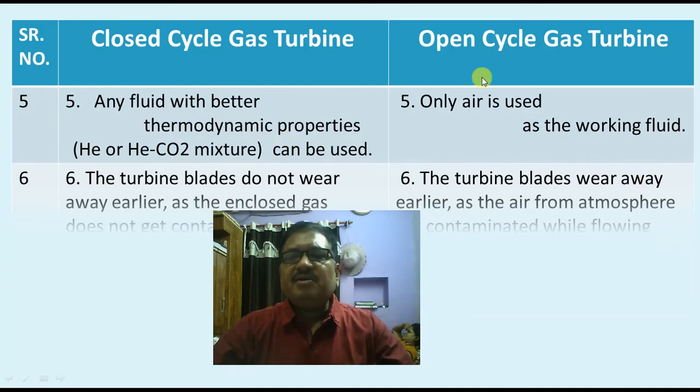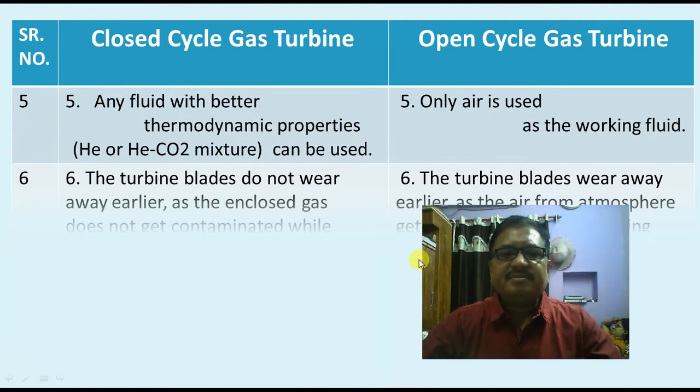But in case of the open cycle gas turbine, only air is used as the working fluid. By default, we have to use air as the working fluid because air is sucked from the atmosphere, and in the atmosphere, in the environment, air only is present.